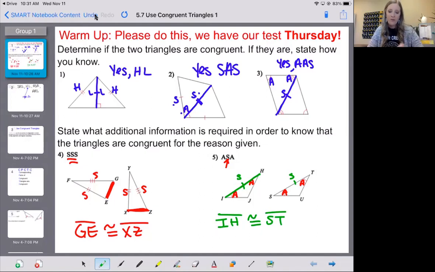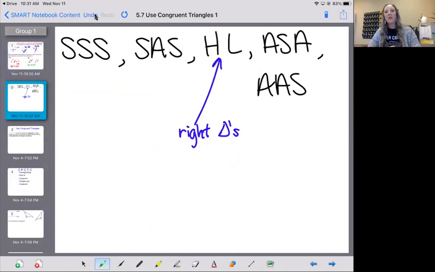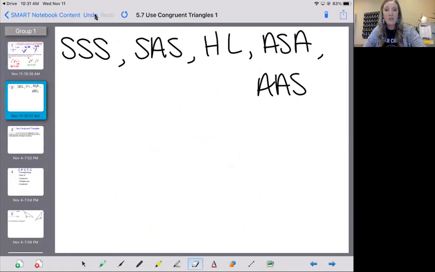All right, so we've been talking about these 5 different congruence theorems, and these 5 things here are nice because they're a shortcut to showing that the triangles are congruent.